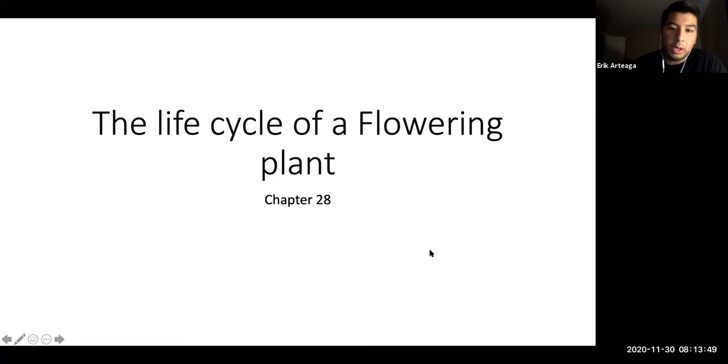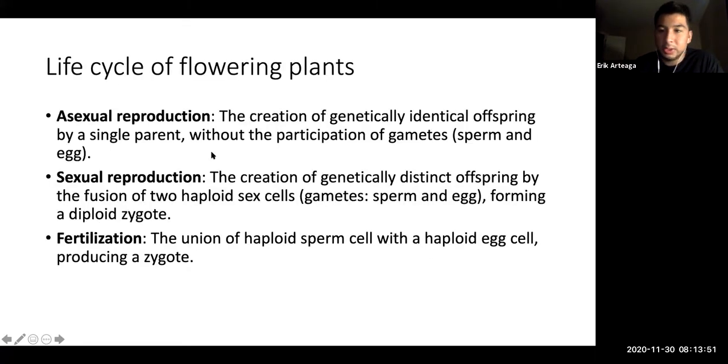So, life cycle of a flowering plant. This is the second part of chapter 28. There are a couple of things that we need to cover in terms of reproduction with plants. There's asexual versus sexual reproduction. Asexual reproduction is the creation of genetically identical offspring by a single parent without the participation of gametes, so sperm or egg.